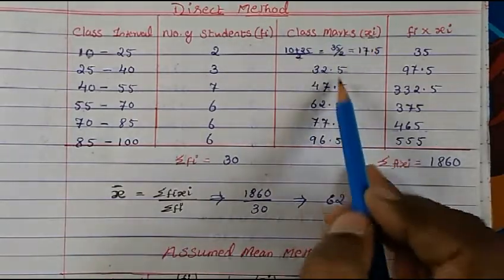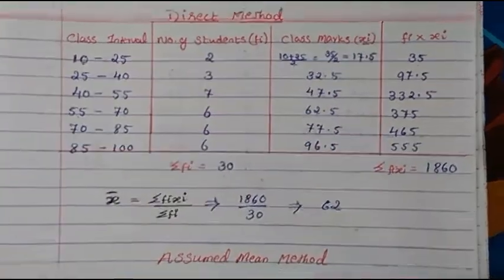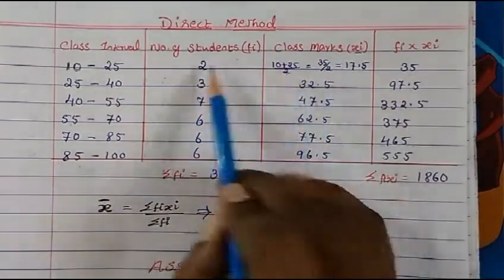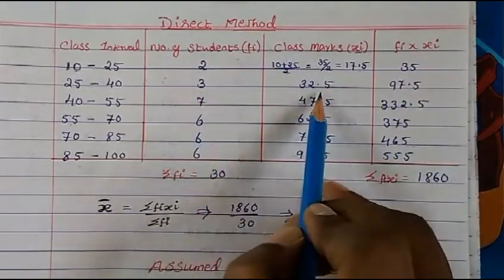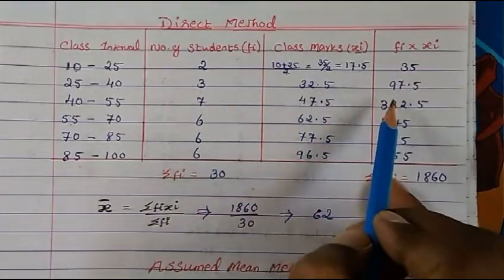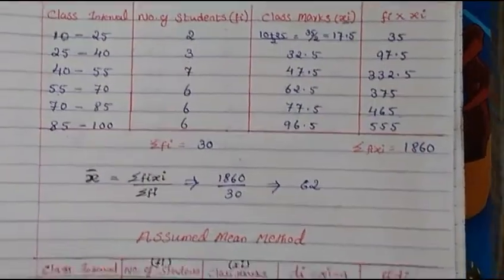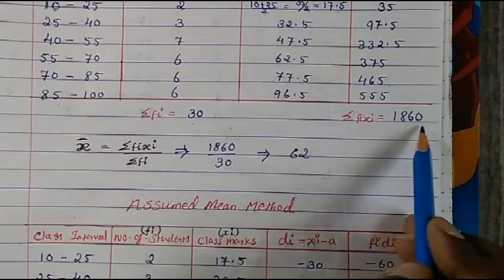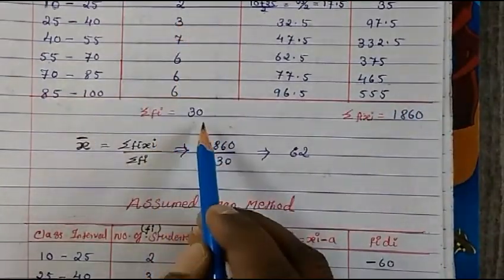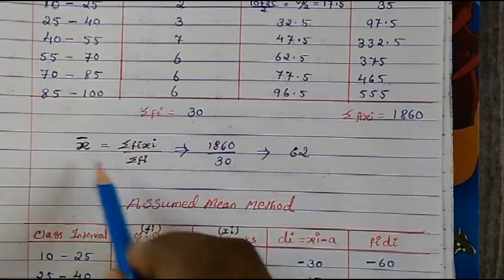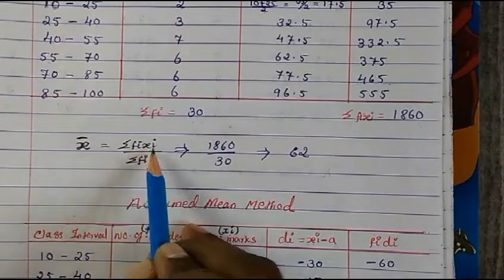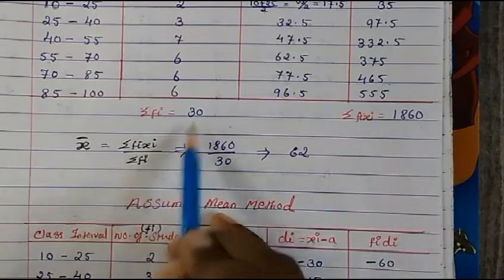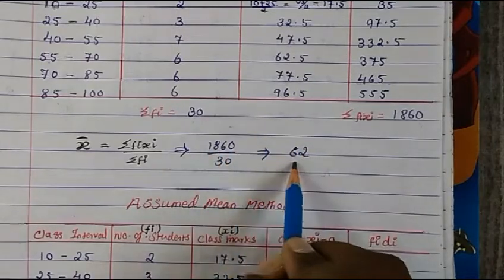Once you get the Xi, that is average, then you multiply both Fi and Xi. 2 into 17.5 we have to multiply and write down. 3 into 32.5 we have to multiply and write down. This is how we have to do, and then total it. So you get total 1860, and then number of students are 30, and then the formula is x bar equal to sum of Fi Xi, that is the total of this, divided by number of students, that is 30. Then we get the average 62.